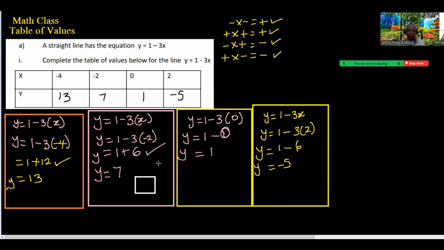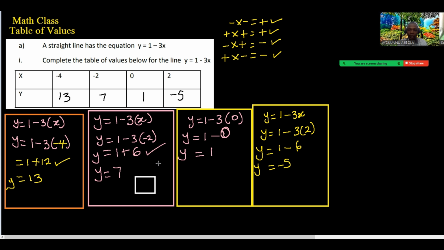y equals 1 minus 3, and the bracket is going to be x. So the x is going to be minus 2. So y equals 1 minus 3 times minus 2, and now y equals 1 plus 6, which equals 7. Okay, fine. Thank you. Now explain the third one. y equals 1 minus 3 in the bracket is going to be x, but we know that is going to be 0, so y equals 1 minus 0, and the answer is going to be 1.